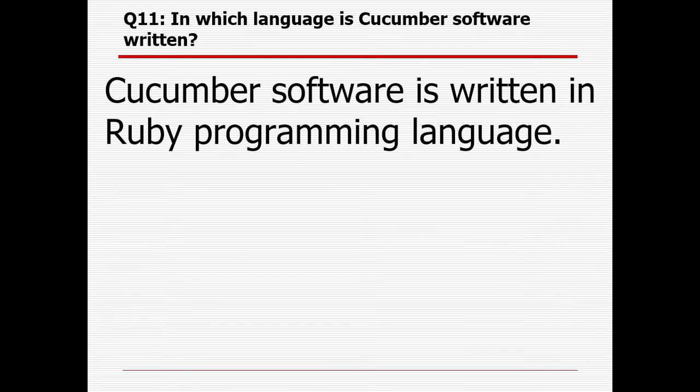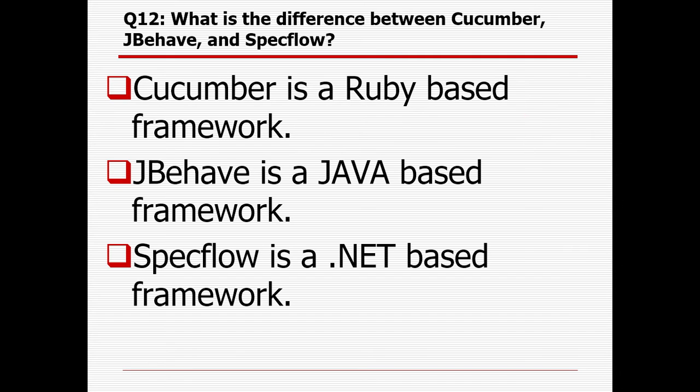In which language is Cucumber software written? So Cucumber software is written in the Ruby programming language. That is the reason it was initially supported by Ruby, but nowadays it's supported by .NET or Java languages. What is the difference between Cucumber, JBehave and SpecFlow?